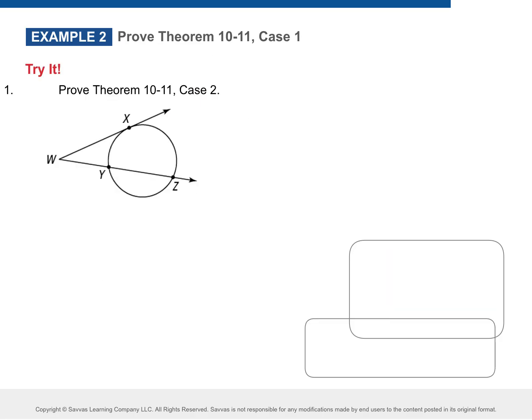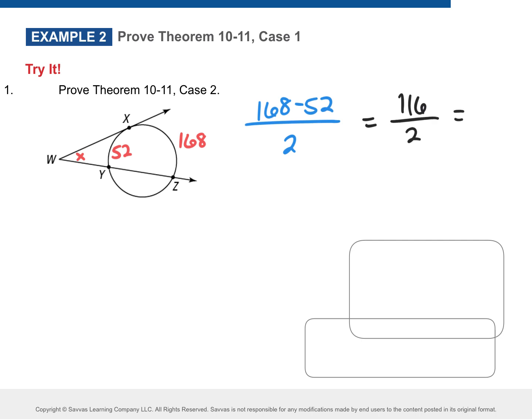Use example 2 here. I'm going to give you some numbers to fill in. If I told you this was 168 and this was 52, find that missing angle on the outside. Here, so our angle that we're looking for is on the outside of the circle. So we're not taking the average anymore. How do I solve this? 168 minus 52 divided by 2. So do that top part first. What's 168 minus 52? 116 divided by 2 is 58.